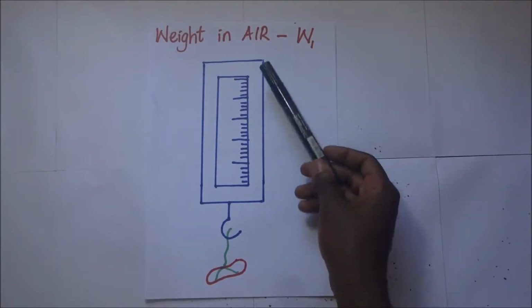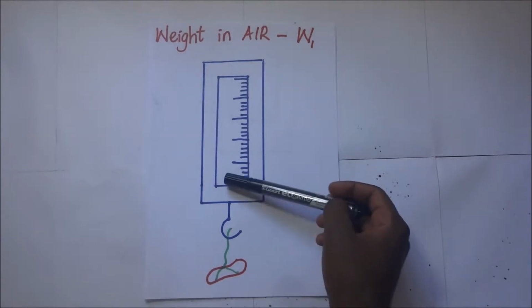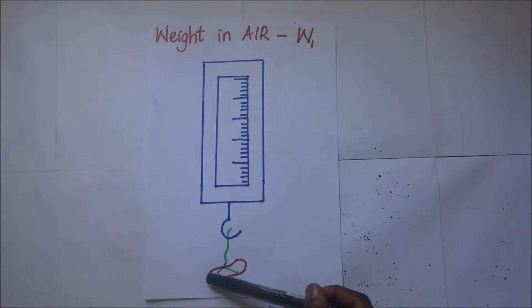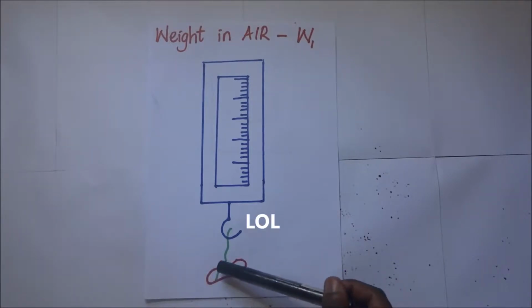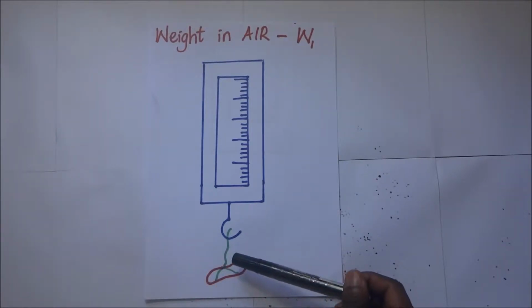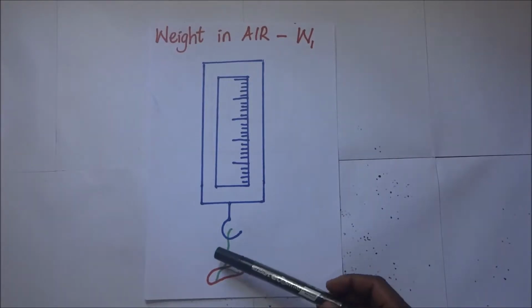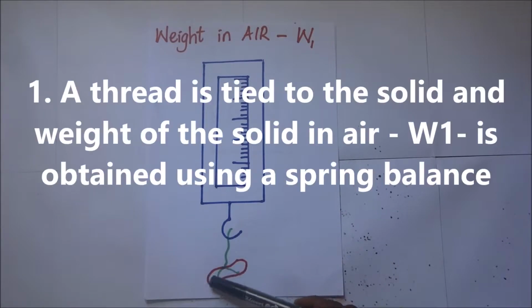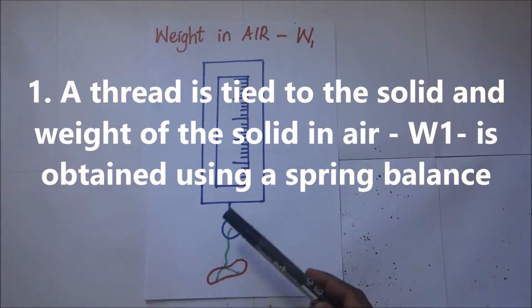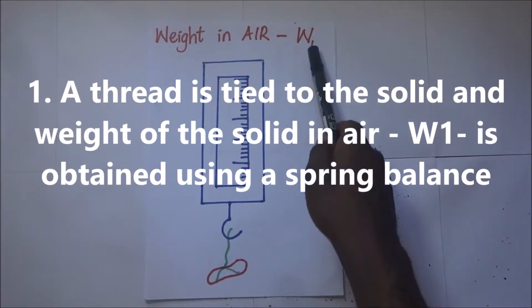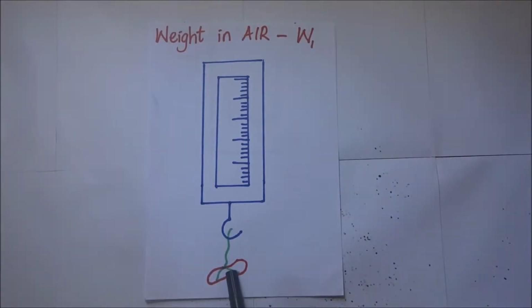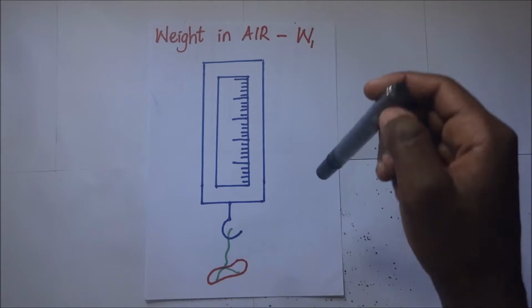So right before us, we have a spring balance, and we have tied something on it. This is the irregular solid that floats in water, whose density we want. As we go ahead to find the density, first of all, we tie a thread to this solid and get the weight of this irregular solid in air, and we are going to call that W1.